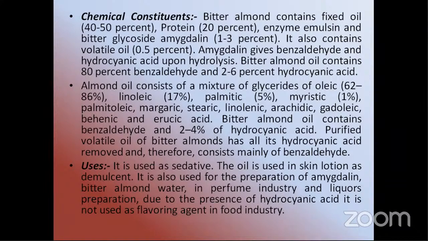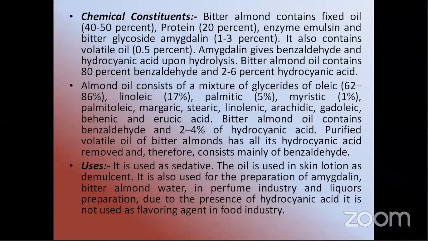Next is the use. Bitter almonds are used as a sedative due to the hydrocyanic acid content. The oil is used as an emulsion in different skin preparations, skin lotion. It's also used in the preparation of bitter almond water, in perfumery, and in the form of liquors. Bitter almond oil is not suitable for flavoring food, due to the presence of amygdalin and hydrocyanic acid. So this is the main use of bitter almond.